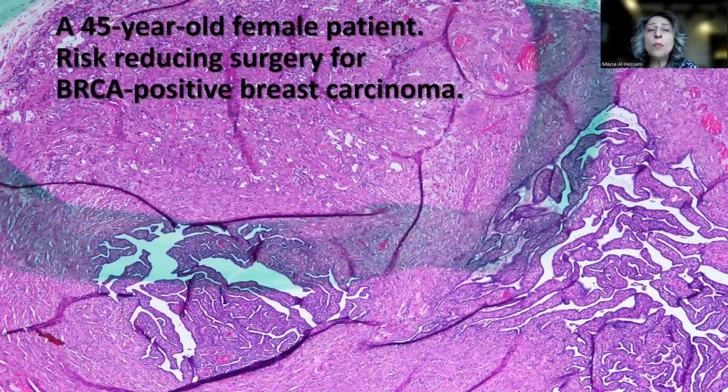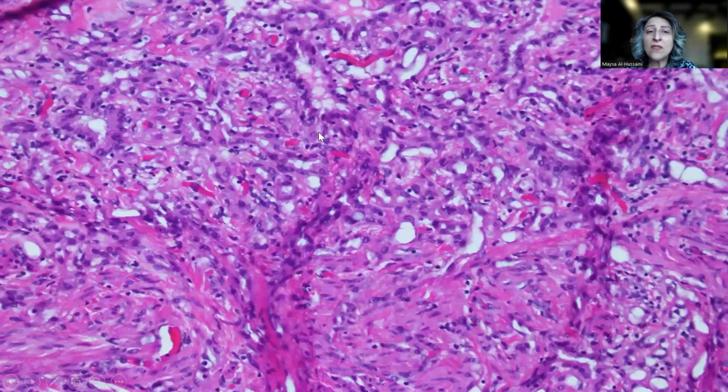On the low power examination of one of the fallopian tubes, this is the lumen of the fallopian tube, and there was a growth that really expanded the wall of the fallopian tube. On high power magnification, there was some tendency here at glandular formation, but in other areas there were these slit-like spaces dissecting in between the fibers of the wall of the fallopian tube.